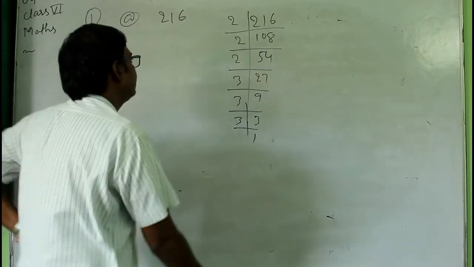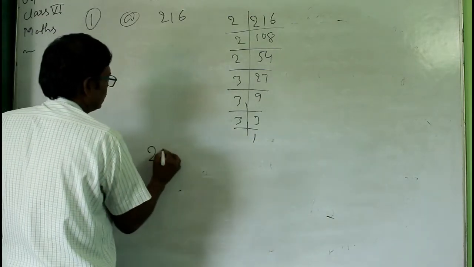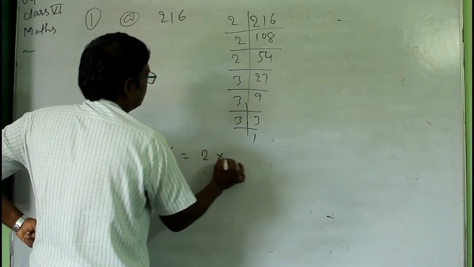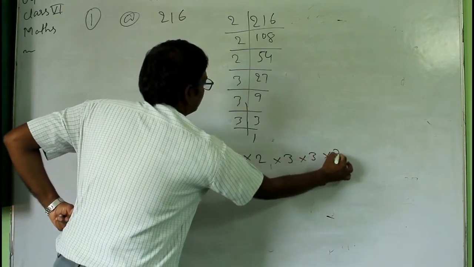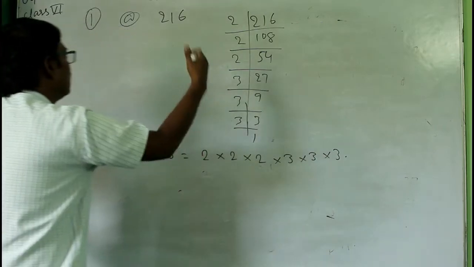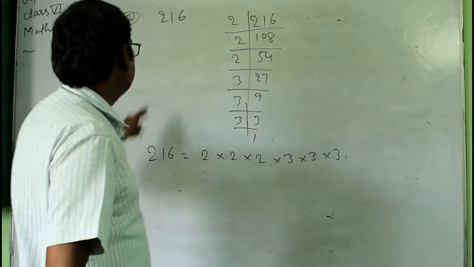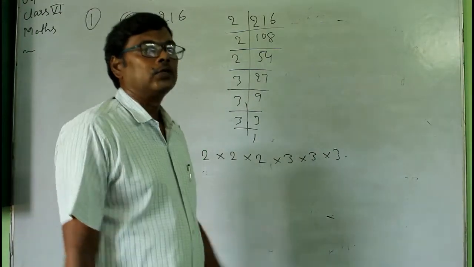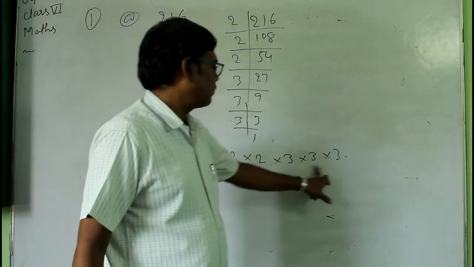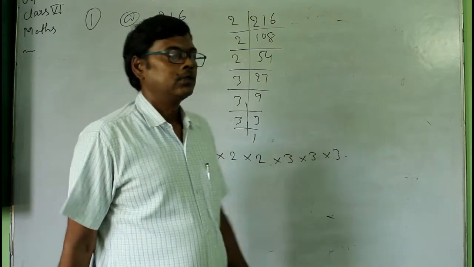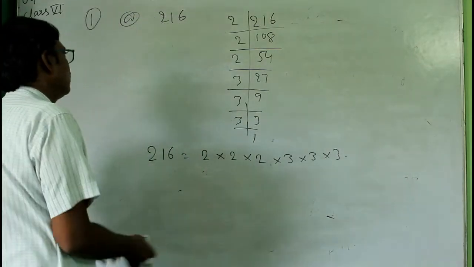So therefore the answer is 216 equal to 2 into 2 into 2 into 3 into 3 into 3. Okay, this is the answer of this question, and this is called the prime factorization. You see that all these numbers in this are prime. Here 2 and 3 are both prime. So this is the prime factorization of this number.